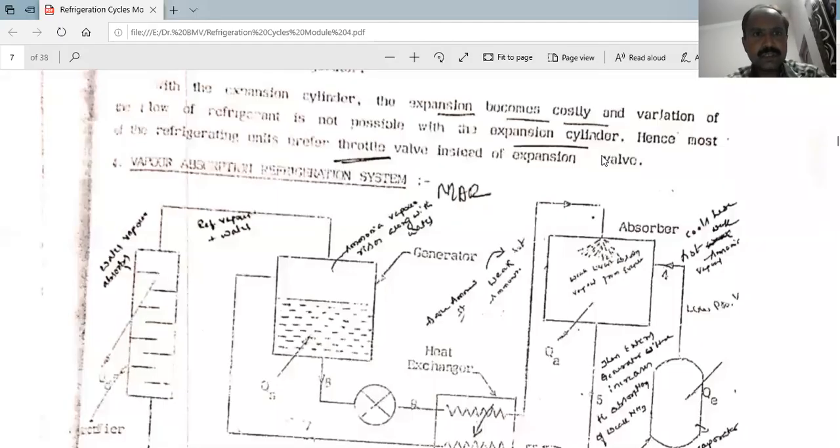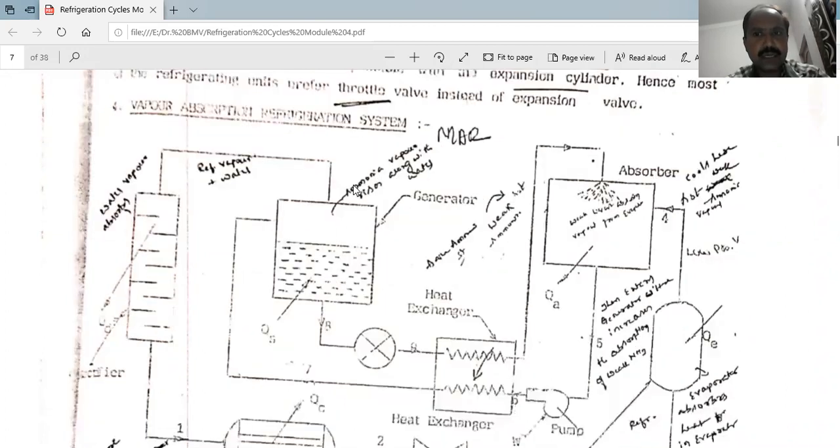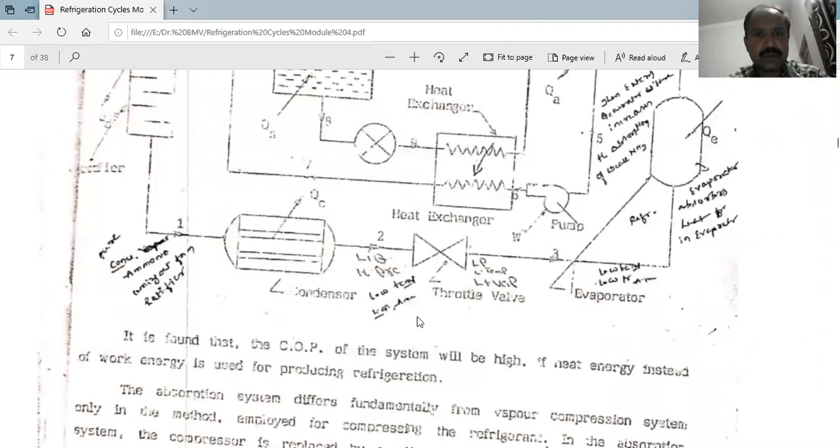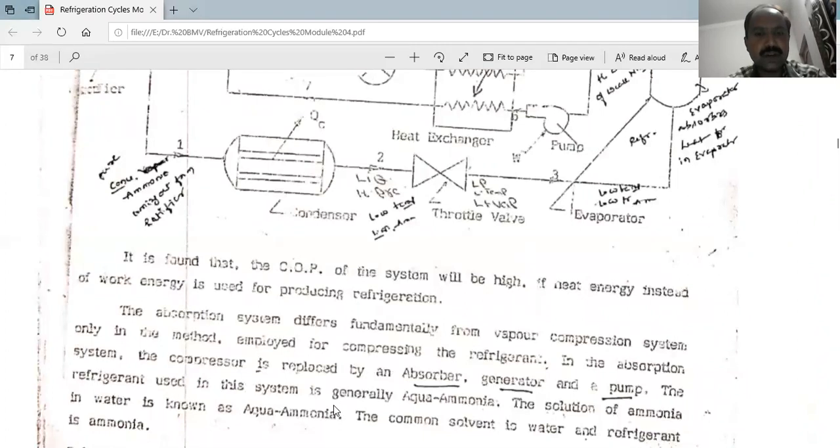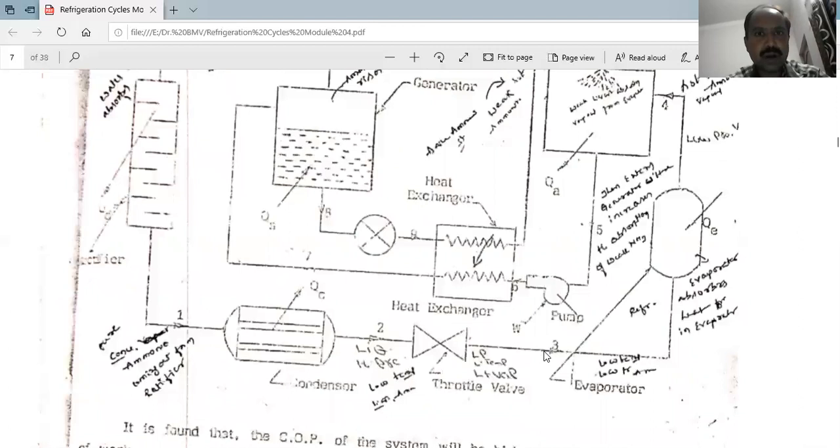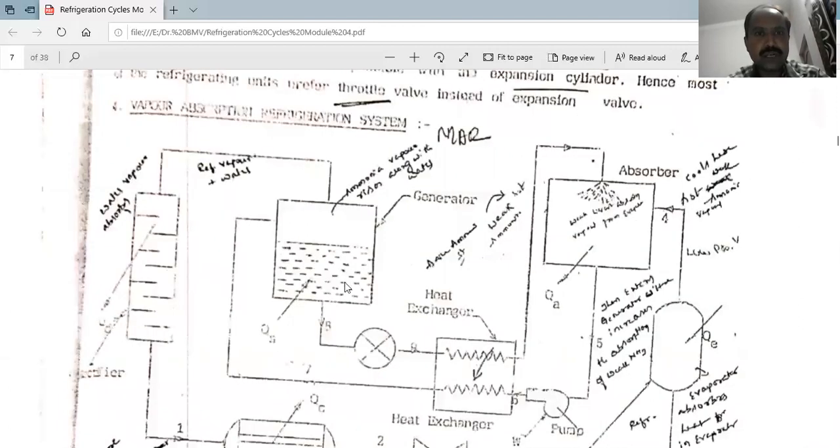I am going to discuss in this session the vapor absorption refrigeration system. That is Module 4. The absorption refrigeration system consists of the main components: generator, absorber, and evaporator. These are the three components existing in the vapor absorption refrigeration system. The major components are the absorber, generator, and pump. Here, aqua ammonia will be used as the refrigerant.